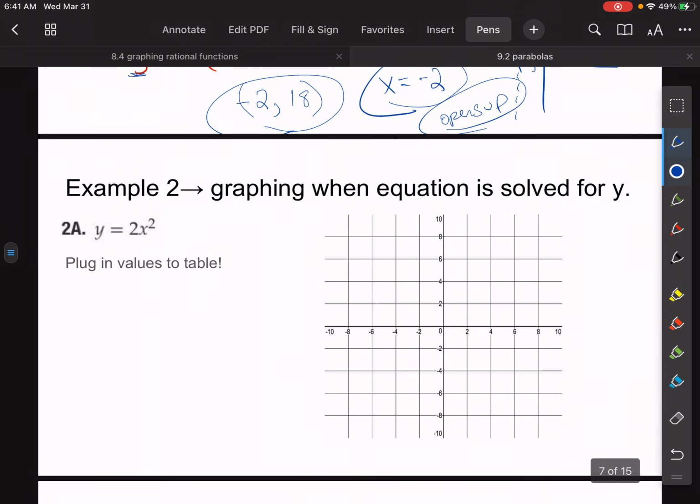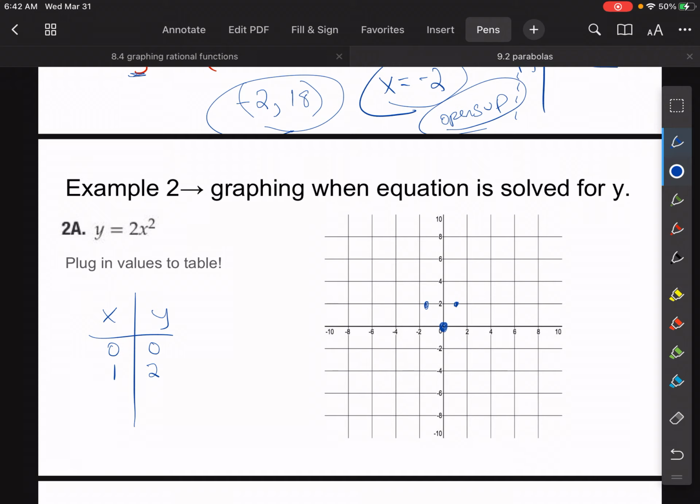Okay, so example 2 says graph this equation when the equation is solved for y. All they want you to do for 2a is just plug in values. We can make a little chart, x and y. Plug a 0 in for x, I know that my y will be 0. So this is going to have a vertex there, I'm assuming. Then plug a 1 in. Sorry, when you plug a 1 in, you don't get a 1 out, you get a 2 out. So at 1, we're at 2. If you plug a negative 1 in, you're also at 2. And then you can just keep going.